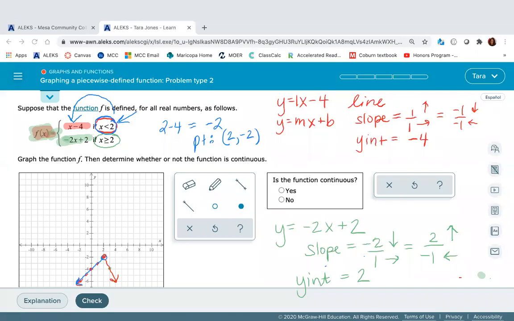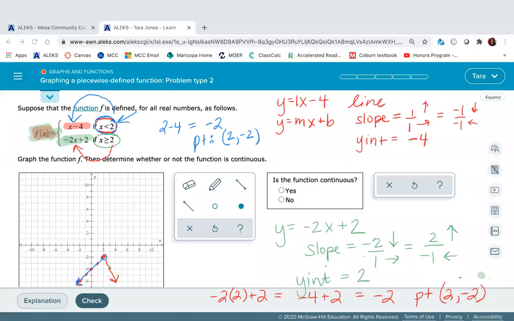And again, another way of figuring out that solid dot is taking 2 and plugging it into that function right there. So if I did plug that in, that would be -2 times 2 plus 2, which is -4 plus 2, which is -2. So then you could see that you have a point when x equals 2, y equals -2, and that would be the point where this line begins, essentially.